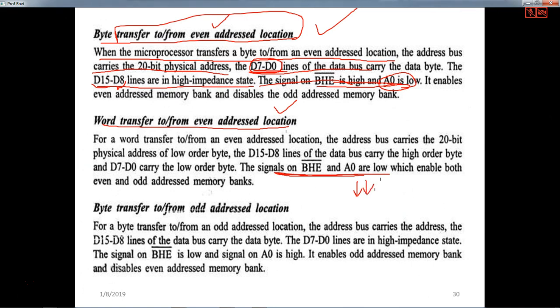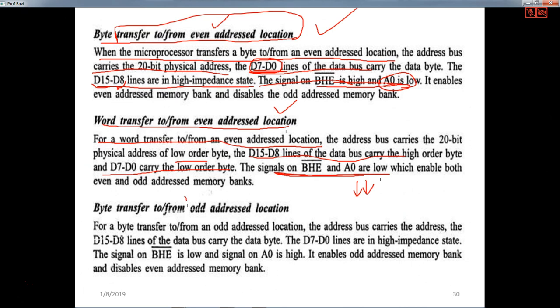Okay. So now if you see here, for a word transfer, your 20-bit address lines of the processor will carry the physical address, the D15 to D8 lines of the data bus carry the higher order byte, and D7 to D0 will carry the lower order byte, and both signals, BHE and A0, are 0.